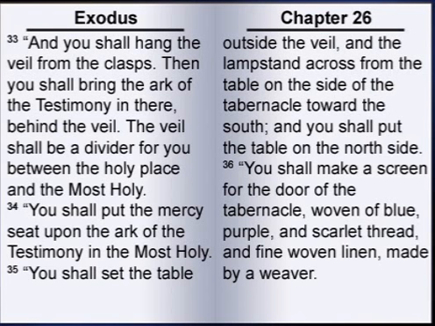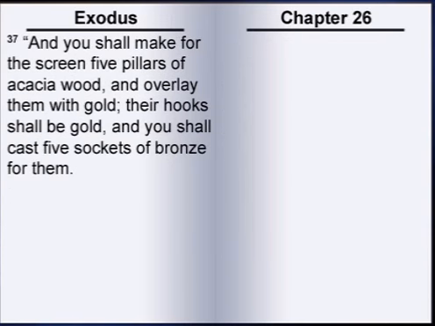You shall make a screen for the door of the tabernacle, woven of blue, purple, and scarlet thread, and fine woven linen made by a weaver. And you shall make for the screen 5 pillars of acacia wood, and overlay them with gold. Their hooks shall be gold, and you shall cast 5 sockets of bronze for them.